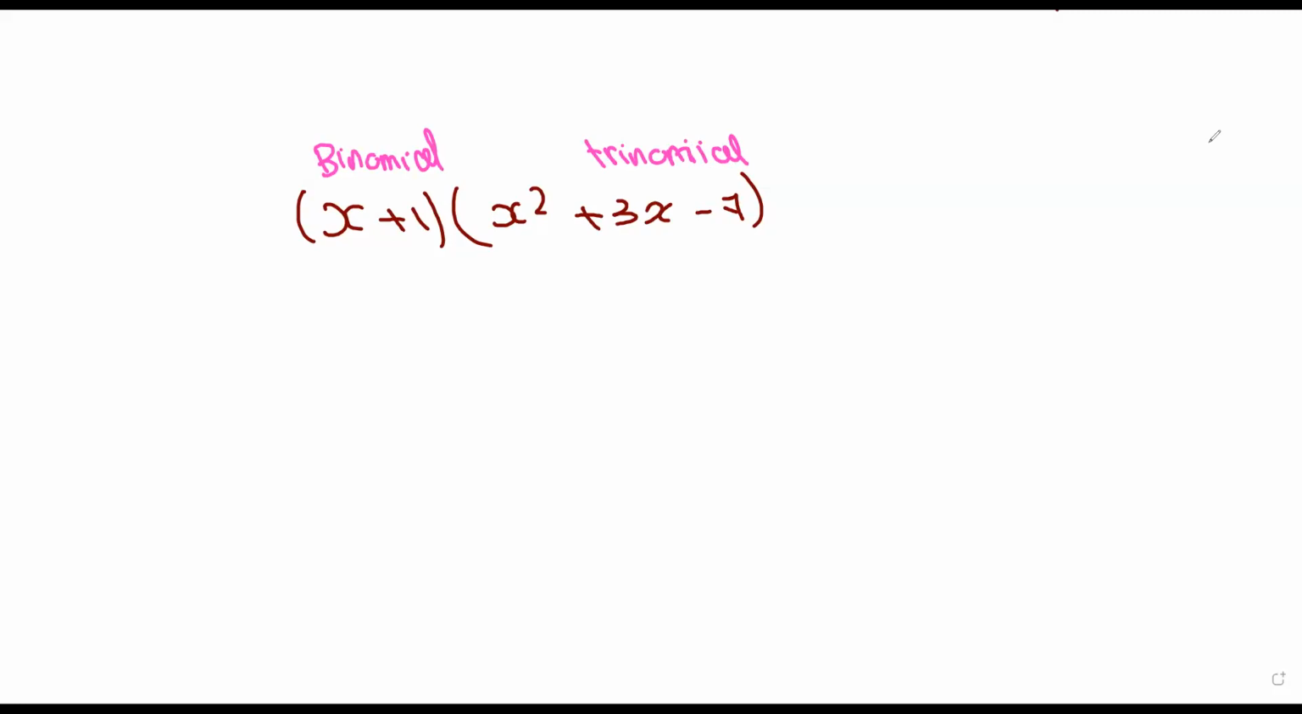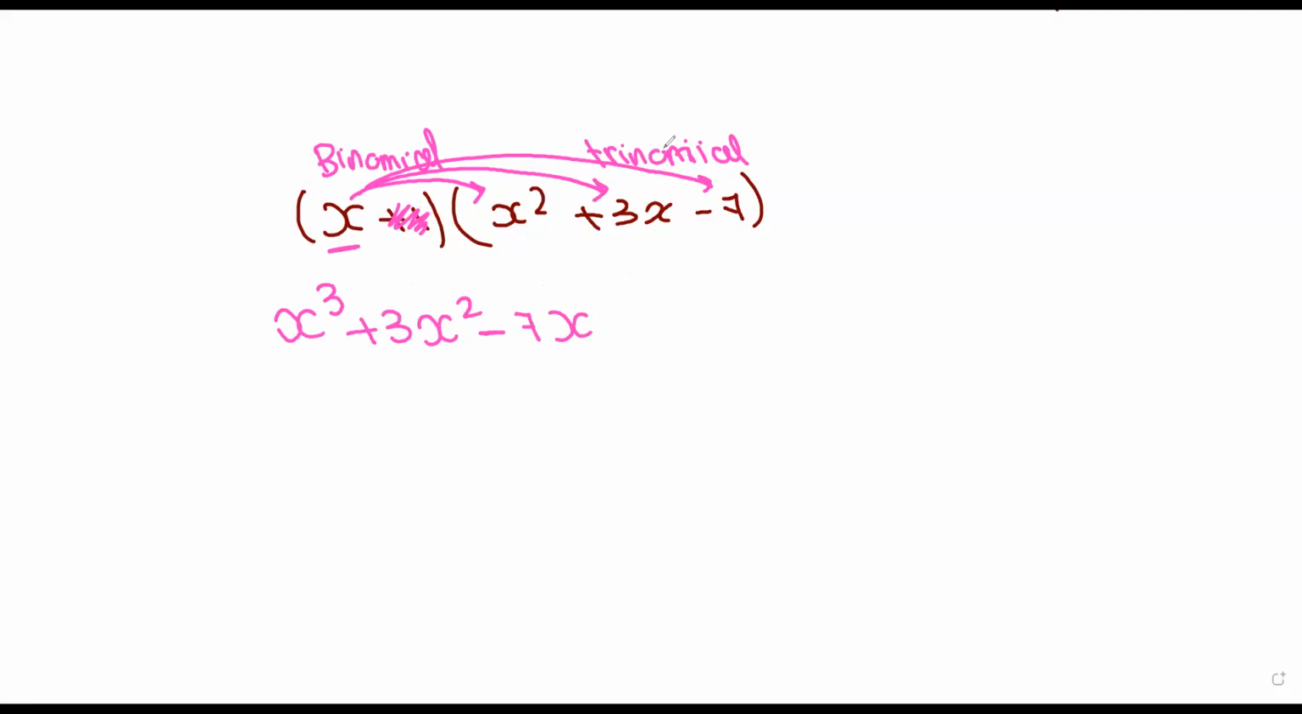Again, using the concept of hiding what you don't like, let's pretend that this one does not exist. So what you'll do is take the first term, multiply here, multiply there, and multiply there. I take this and multiply it by the first, second and third. This method works when I am multiplying any 2 brackets: 2 by 2, 2 by 3, 3 by 3. So x times x squared is x power 3, x times 3x is 3x squared, x times negative 7 is negative 7x.